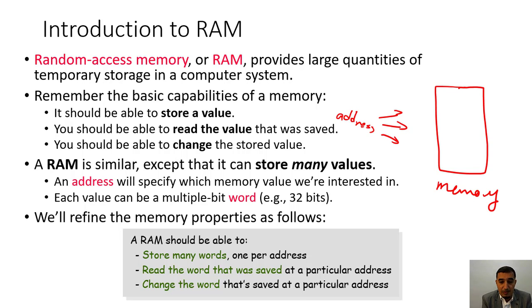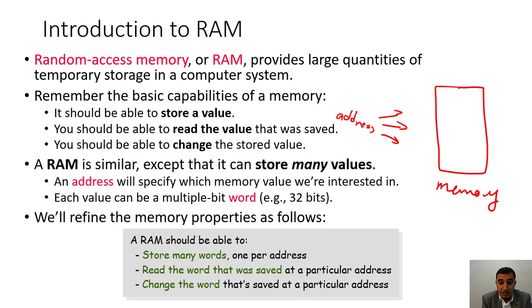Now remember the basic capabilities of a memory. It should be able to store a value. It should be able to read the value that was saved. You should be able to change the value. This is basically parts of the memory requirements. So a RAM is similar except that it can store many values.